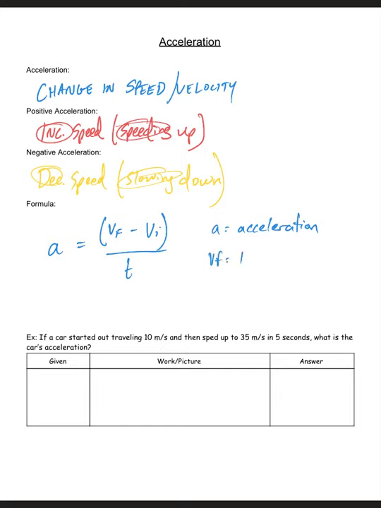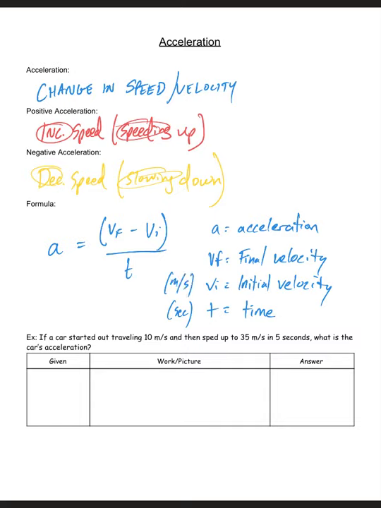VF is final or ending velocity. VI is initial or starting velocity. And T is time. So time is going to be in seconds. VI is going to be initial velocity in meters per second. Same thing with final velocity. And acceleration's unit is going to be meters per second squared, a unit that we really haven't seen before.